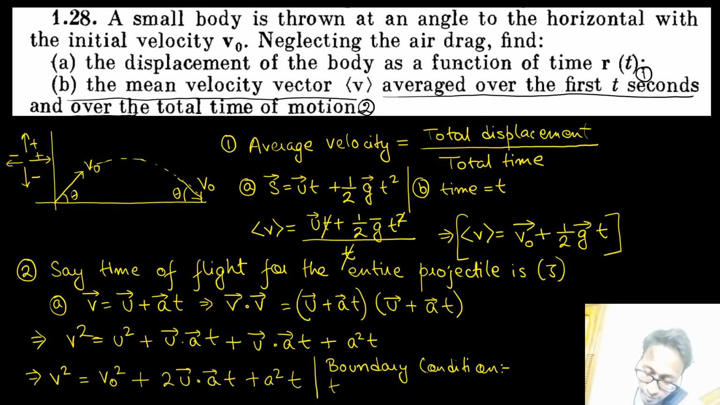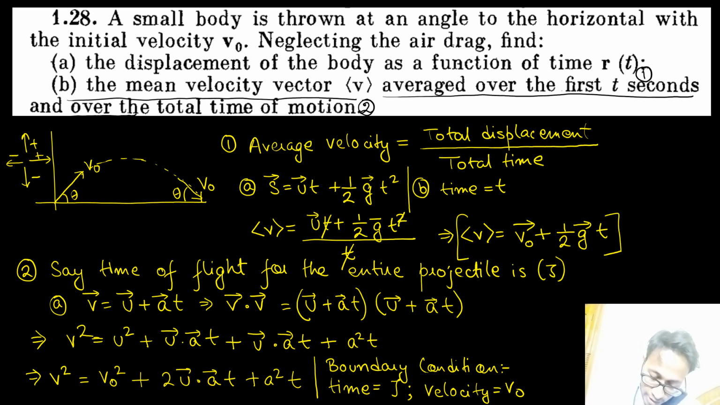So time is equal to tau, the total time of projectile motion, and velocity is equal to v naught. Understood? Now I have to substitute this t out here and this v naught out here, so I'll get the parameter of time in terms of a, u and t.